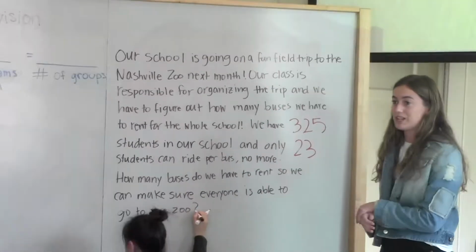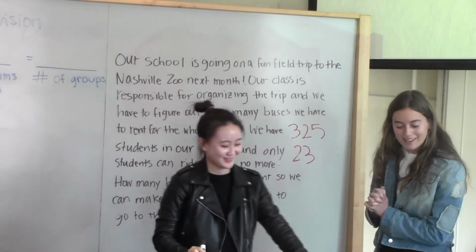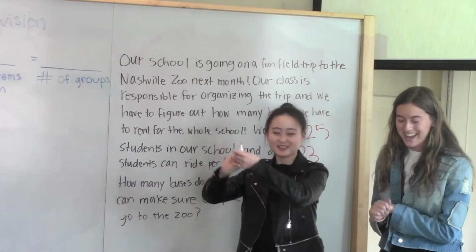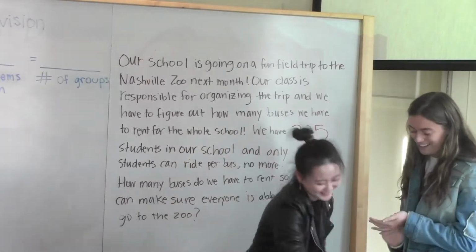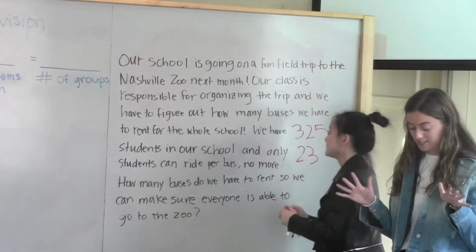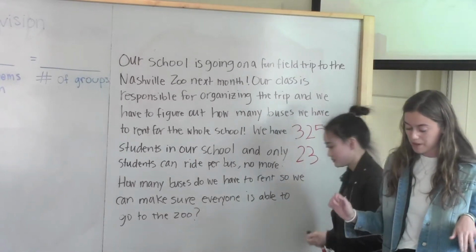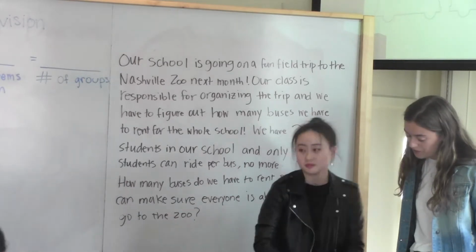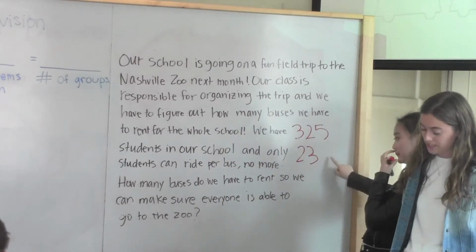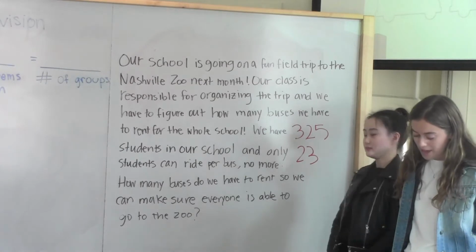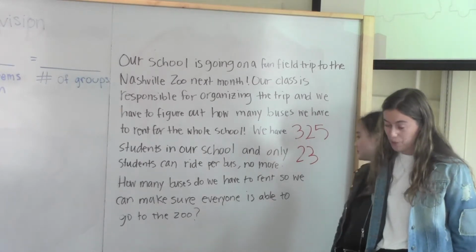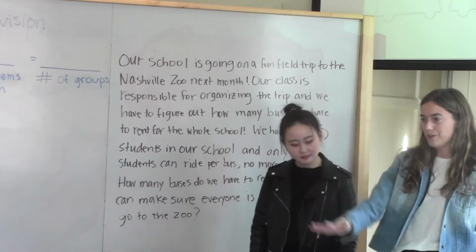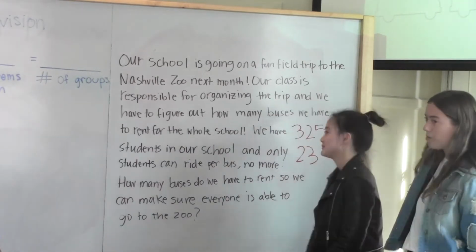So our problem that we're going to start off today with is a very fun one. Our school has won a fun field trip to the Nashville Zoo. Yay! Our class, all of us, are responsible for organizing the trip. And we have to figure out how many buses we have to rent for the whole school. We have 325 students in our school, and only 23 students can ride the bus. No more. How many buses do we have to rent so we can make sure everyone is able to go to the zoo? If you look on your tables, you also have a handout of the question to help you remember it, and it is written on the board too.